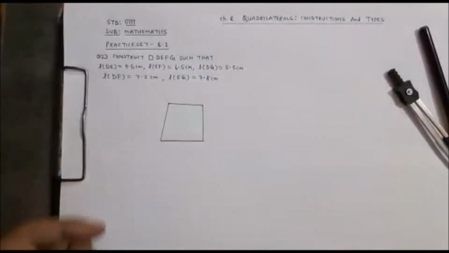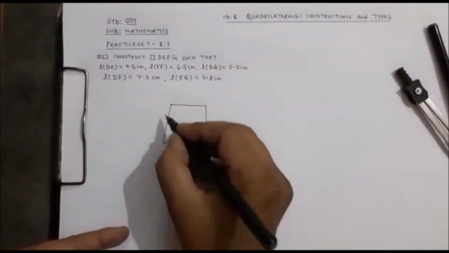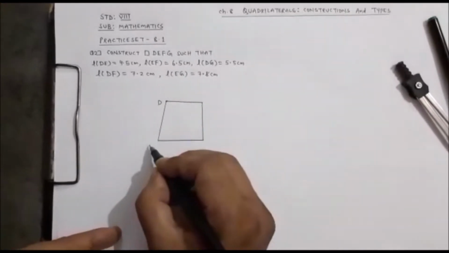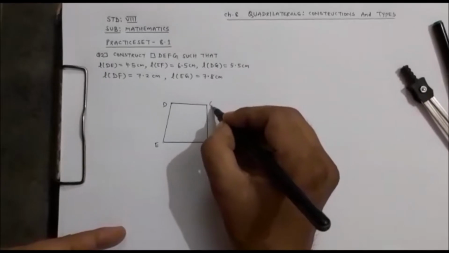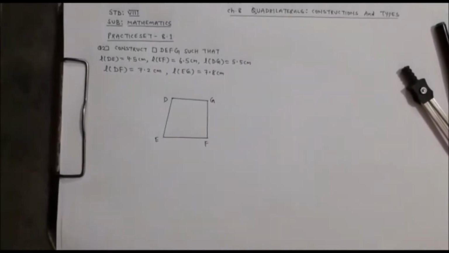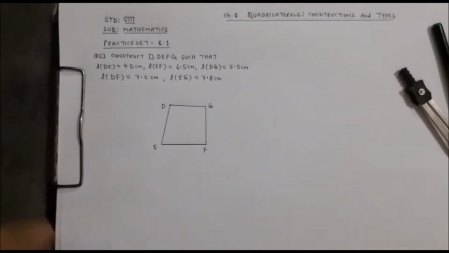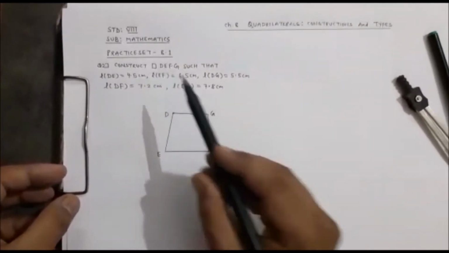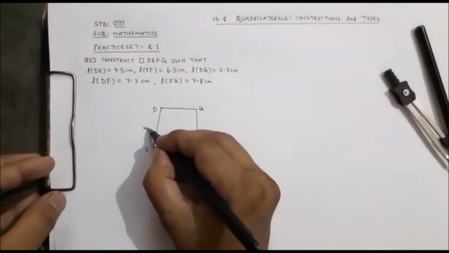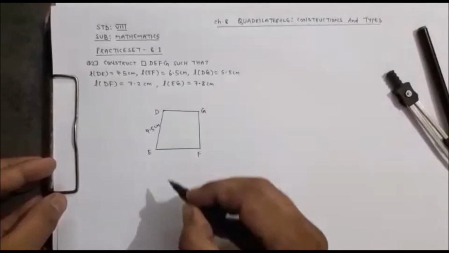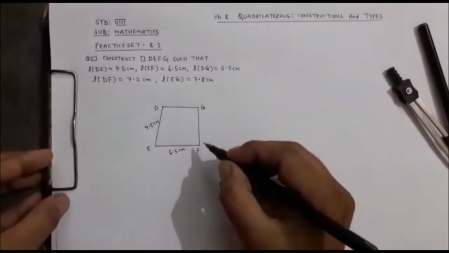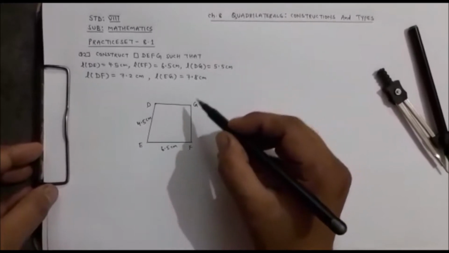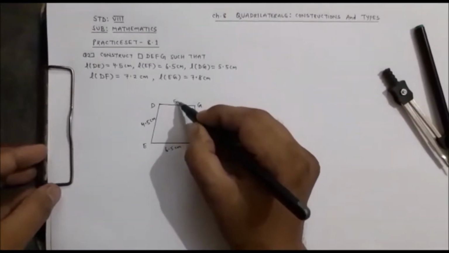So this is the one quadrilateral we have drawn. We'll name it as quadrilateral D, E, F and G. Okay, and write down the measurements. So you can see from here length of DE 4.5. This is given 4.5 centimeter. EF 6.5 centimeter. DG 5.5. This is 5.5 centimeter.